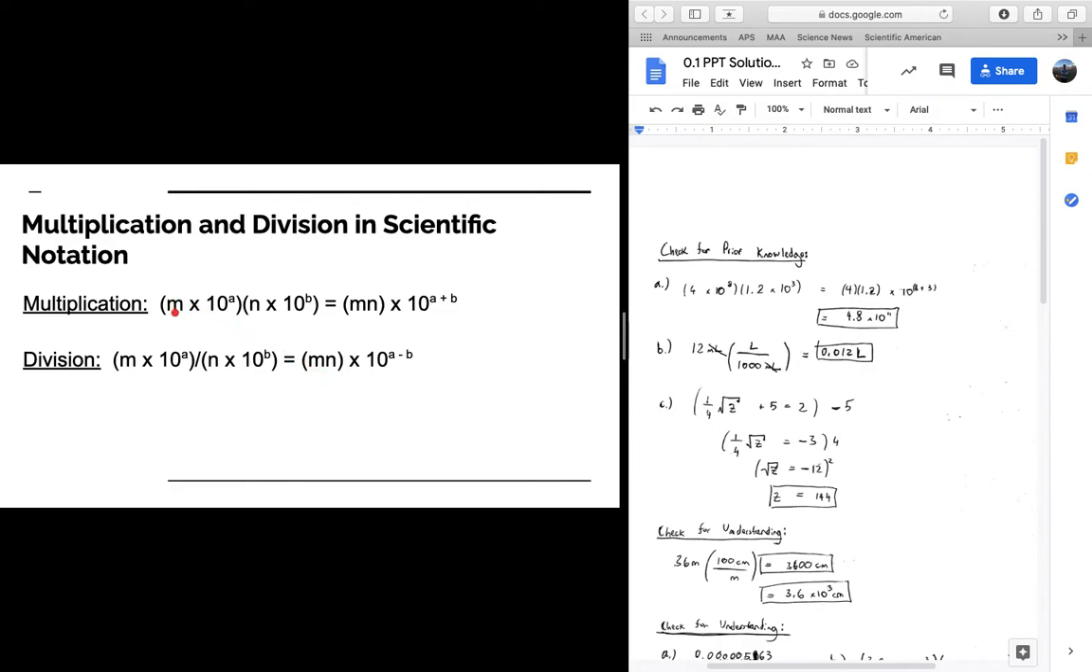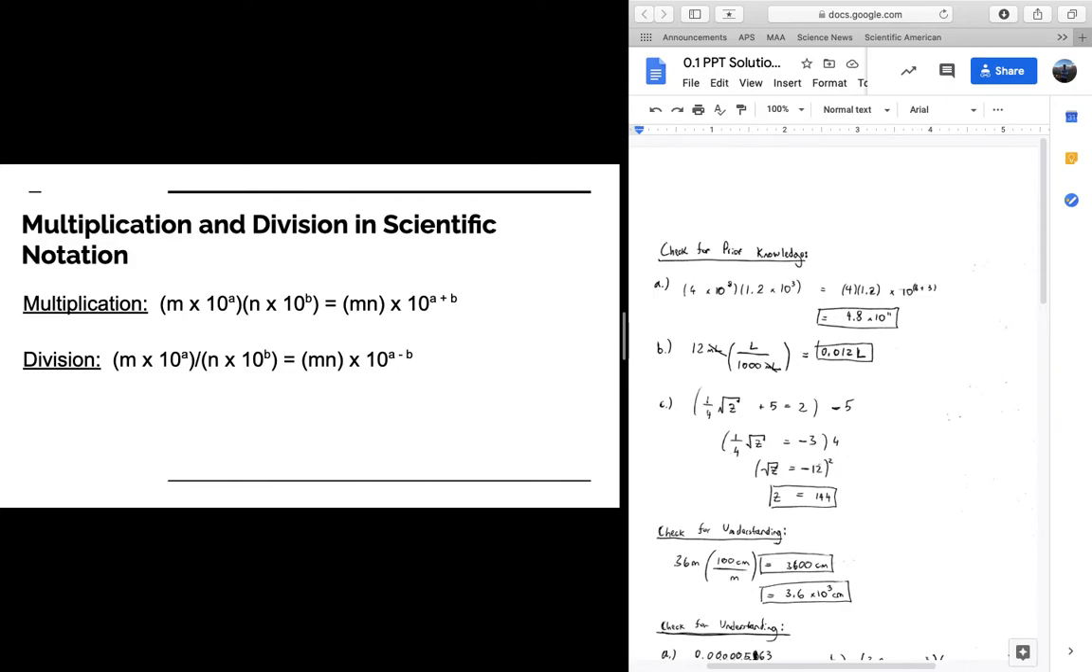So multiplication. Let's say we have two numbers in scientific notation form, m times 10 to the a, and n times 10 to the b. If we multiply these two numbers together, the resulting product is going to be the two mantissas multiplied together, so m times n, multiplied by 10, where the order of magnitude is going to be the sum of a and b. This is useful for extremely large numbers where multiplying extremely large numbers together is otherwise impractical.